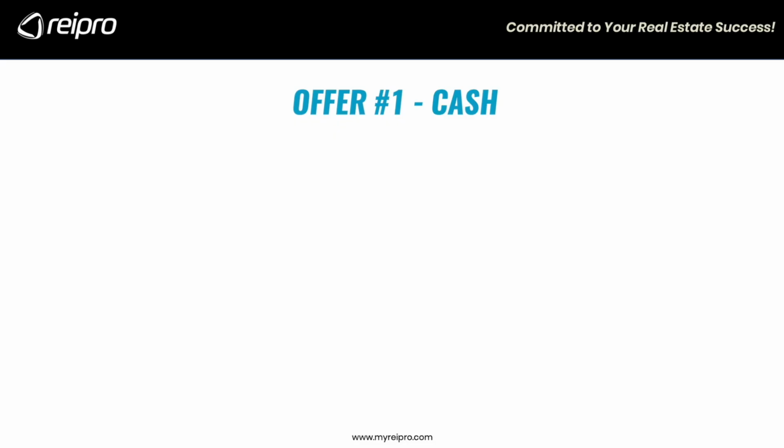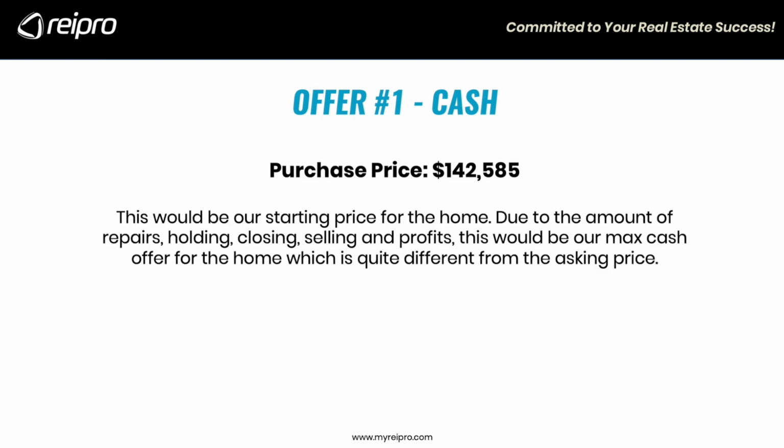So offer number one was our cash offer, meaning we're going to pay the seller in one lump sum. So the purchase price was $142,585. Now this would be our starting price for the home due to the amount of repairs, holding, closing, selling, and profits. This would also be our max offer for the home, which is quite different from the asking price. Now there is some flexibility, so we would start here, but it was kind of already our max offer at the same time. We already know that this price is less than their loan balance. So it was very unlikely that they would actually accept this, but you never know until you make the offer.